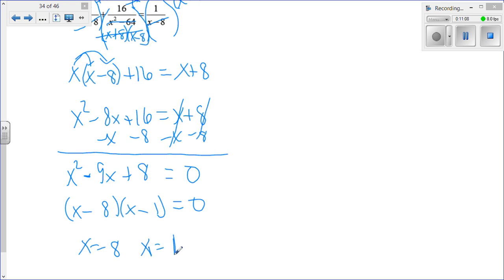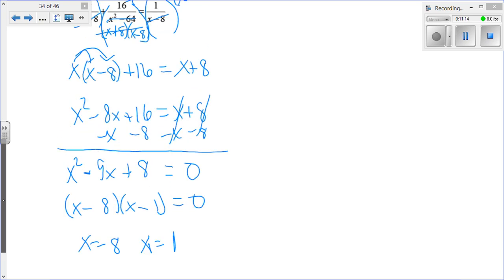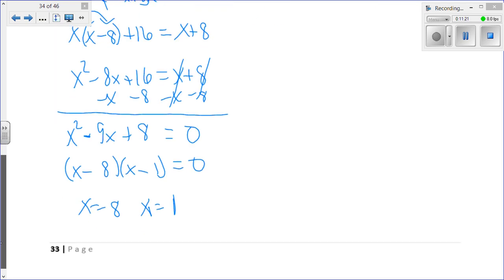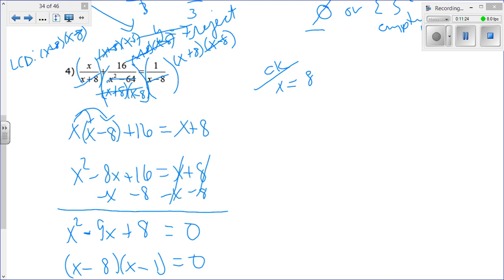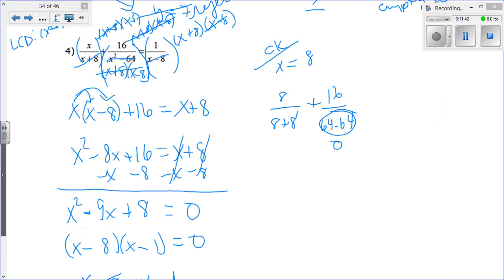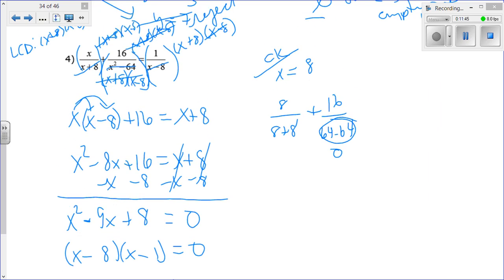Now, some of you have figured out by looking at it by inspection, without showing the check, that we're going to have to reject one of these answers. So my check for x equals positive 8 is going to go 8 over 8 plus 8 plus 16 over 64 minus 64. At this point here, I see that that is 0, so I can go back and just say, all right, it doesn't work. I'm done. I reject the 8.